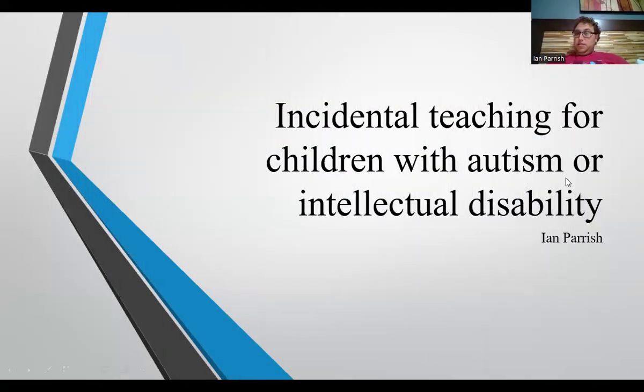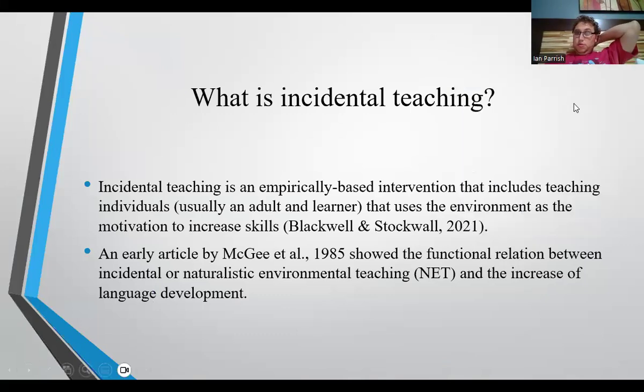So again, this is incidental teaching for children with autism or intellectual disability. So what is incidental teaching? Incidental teaching is an empirically based intervention, or in other words, it's been proven through experimentation, that includes teaching individuals, usually an adult and a learner. So the adult's the teacher and the learner, the child or individual with ASD or ID, is a learner that uses the environment as a motivation to increase skills. And that's from Blackwell and Stockwell, 2021.